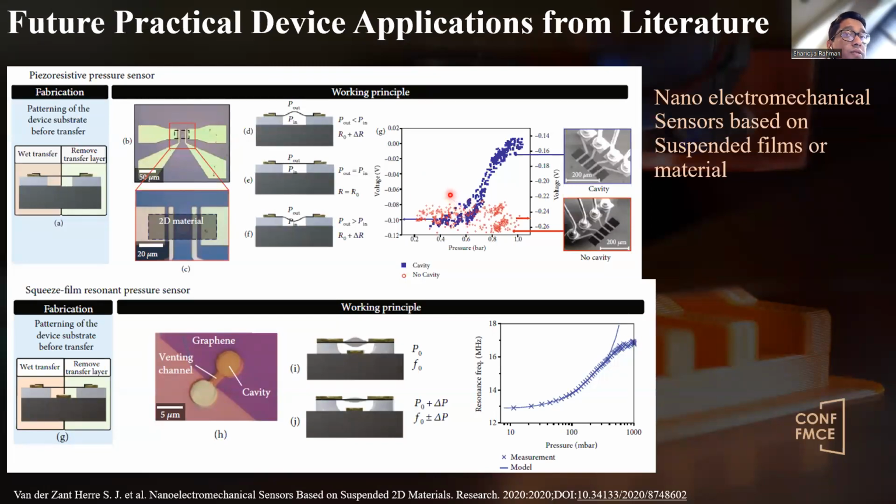Similar work has also been done in this kind of cavity as a channel. This can also work as a kind of resonator, and we're able to measure the resonance frequency, including the pressure at which the resonance frequency is occurring. So this kind of suspended 2D materials have also been applied in many different kinds of sensors, which actually form an integral part of many different devices.